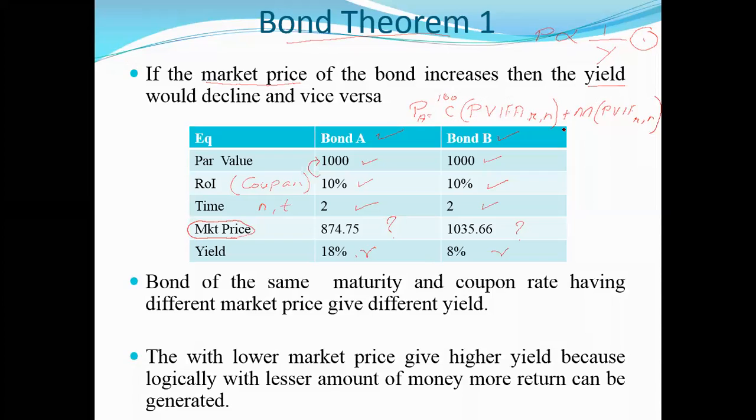So that PVIFA is 0.7182, sir. Which one? That PVIFA. No. Annuity cannot be less than one. Annuity always has to be more than one.